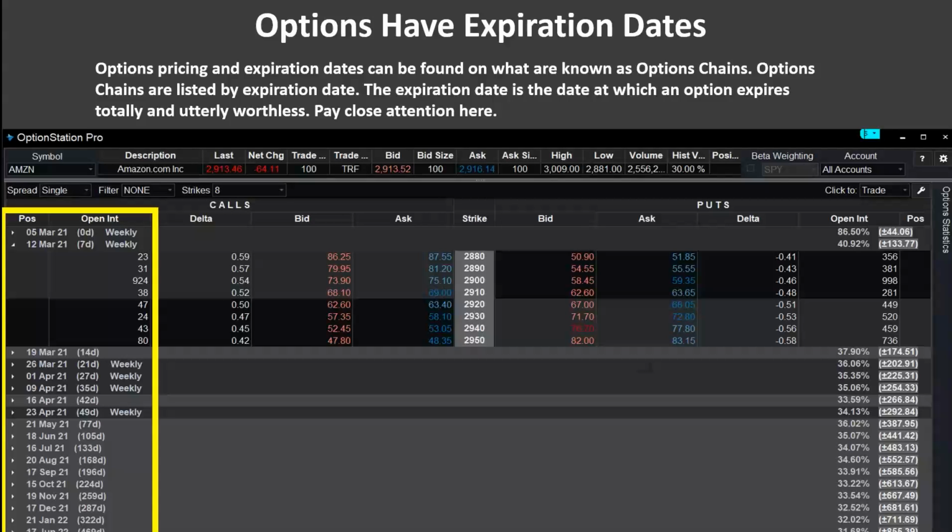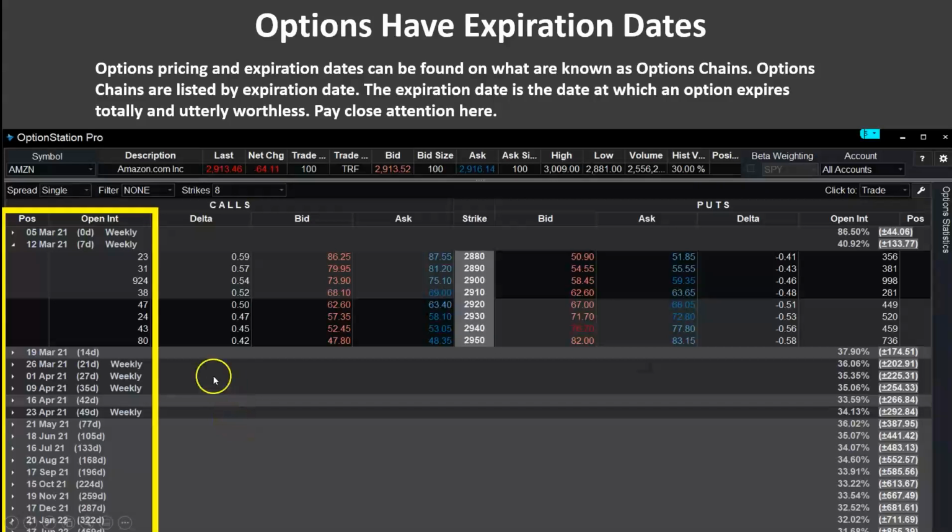The expiration date is the date at which an option expires totally and utterly worthless. I'm really trying to emphasize to you that they will be worth absolutely nothing on the date that is listed for whatever date that you purchase. So pay very close attention here.